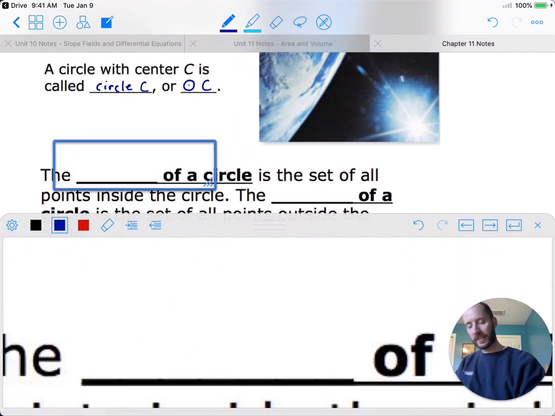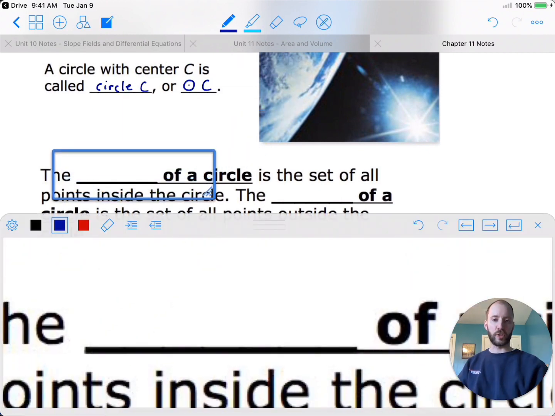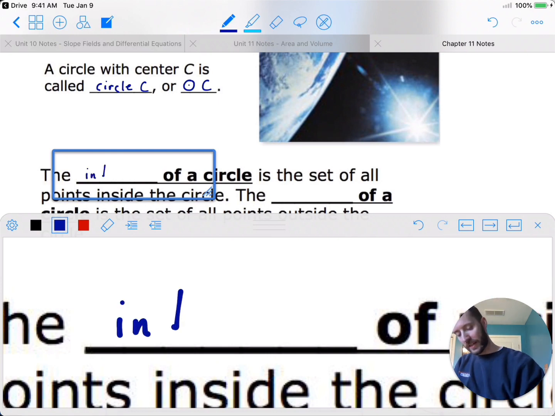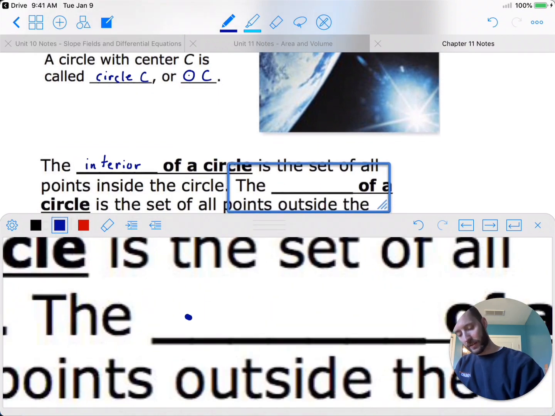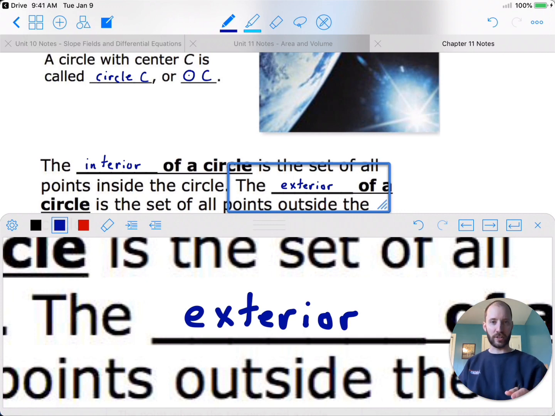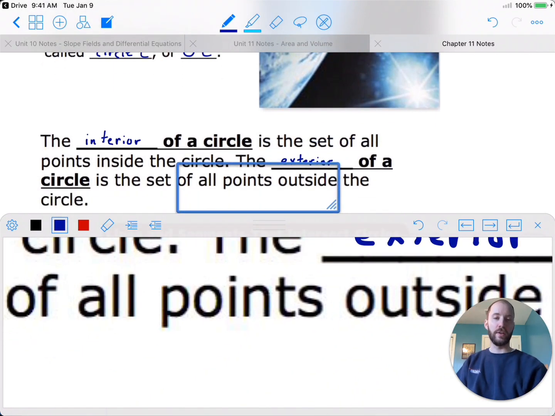Two kind of spaces of a circle is the interior, that's all the points that are inside the circle, and then also the exterior. That would be any point that is outside the circle. Any point that's on the circle is neither interior nor exterior. It's on the circle. All those points are equidistant from the center of the circle. That equidistance, all the way around, call that the radius, okay?